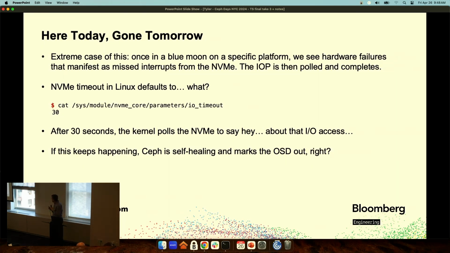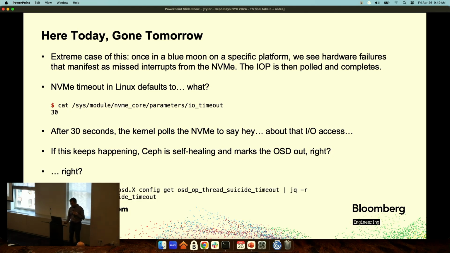This one was really interesting. So, again, we're running block clusters. They're very latency sensitive. And the kernel has an I/O timeout parameter. It's 30 seconds for NVMe devices by default. Seems kind of long, but maybe like NVMe over fabrics, I don't know. And we have this very once in a blue moon problem where the NVMe just stops sending interrupts, it seems. Like you'll get an I/O request and no interrupt for it. And eventually the kernel, after 30 seconds, is like, did you do that thing? And the NVMe is like, yeah, I got it.